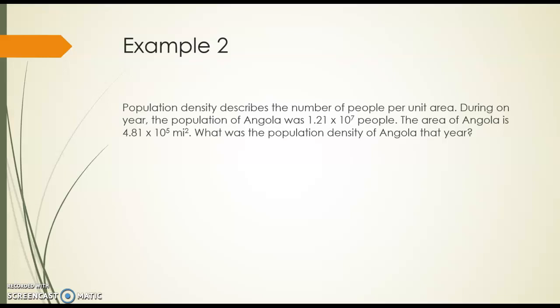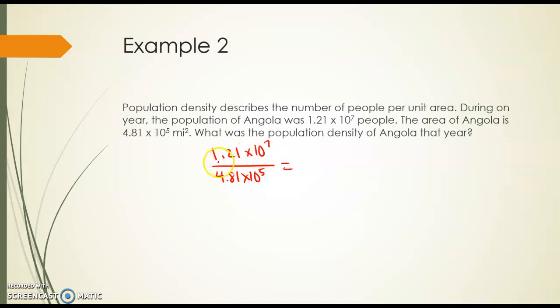Population density describes the number of people per unit area during the year. The population of Angola was 1.21 times 10 to the 7th people. The area of Angola is 4.81 times 10 to the 5th miles squared. So what is the population density? People per unit would mean people on top, 1.21 times 10 to the 7th over the area, which is 4.81 times 10 to the 5th. And so we're going to do some division.